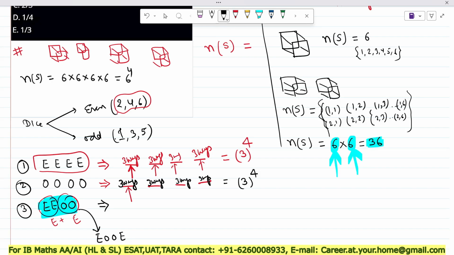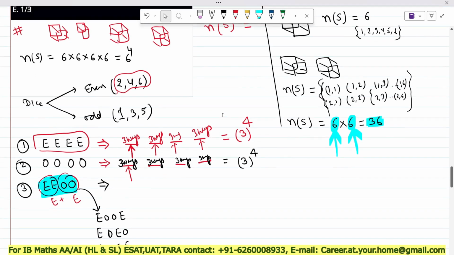Even, odd. You may have odd, even. So all these possibilities I have to consider, isn't it? You may have other possibilities also. So we will try to count all these cases in a single step.